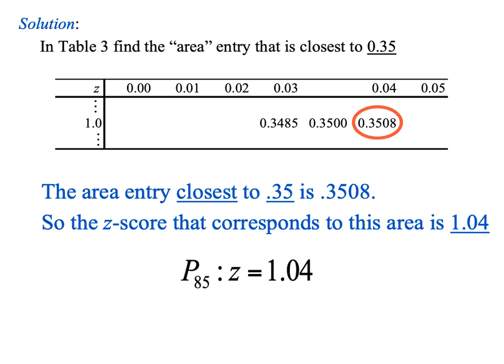So again, I'm working backwards in that case. If I asked you now what percent of our data, what's the area below a z-score of 1.04, you would do 0.5 plus the 0.3508, and that would be 0.8508, which is about the 85th percentile.